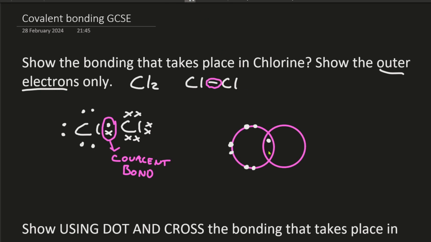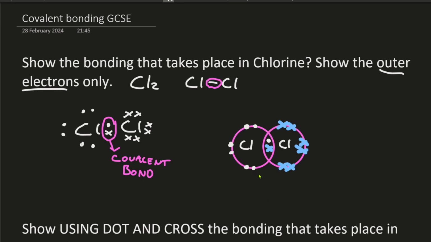And let's do another 8. So we've got our 7 over here as well. 1, 2, 3, 4, 5, 6, and 7. So you can see that both of these have 8 electrons, both atoms of chlorine. Okay, and so we have our covalent bonding for chlorine.